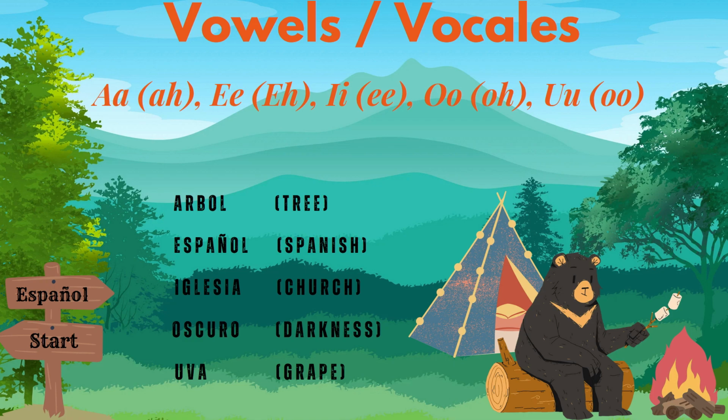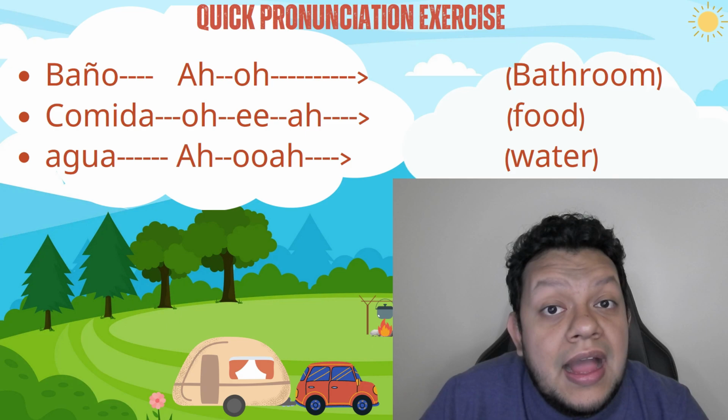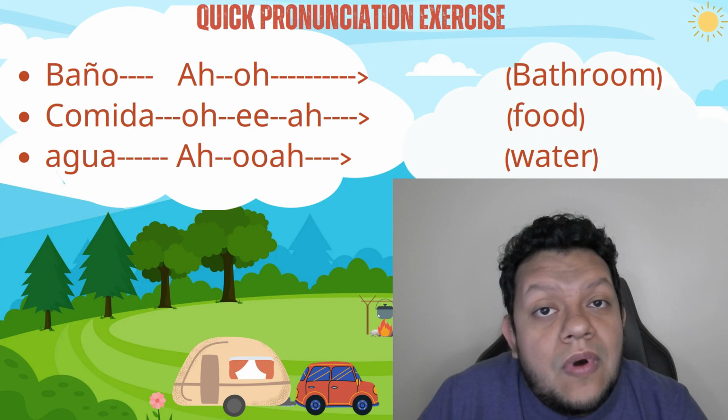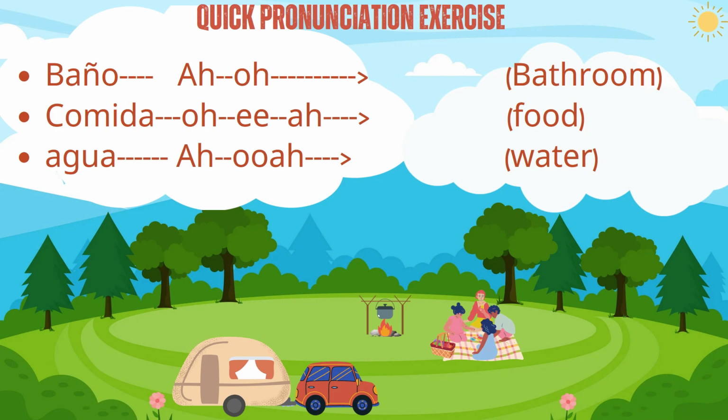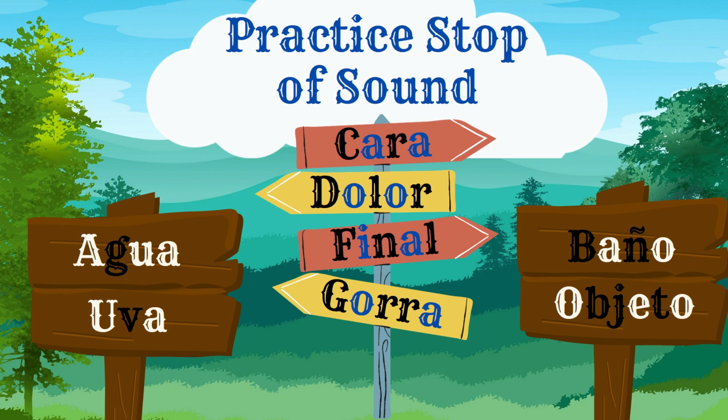As you listen to some of these words, you can tell that upon pronouncing the vowel, the consonants fill in the word for us. So knowing the vowel's pronunciation as the syllable can tell you how the word will end. Here are other examples. Baño, a o. Comida, o i a. Agua, a u a. Understanding how the vowel sounds will also give you a heads up on how it's written, unless it's chained with another vowel.